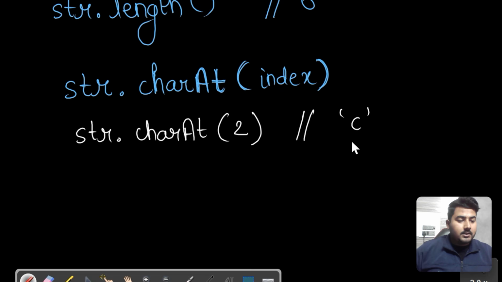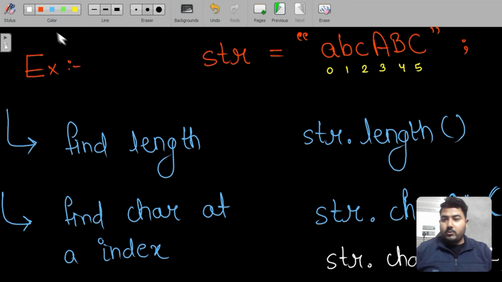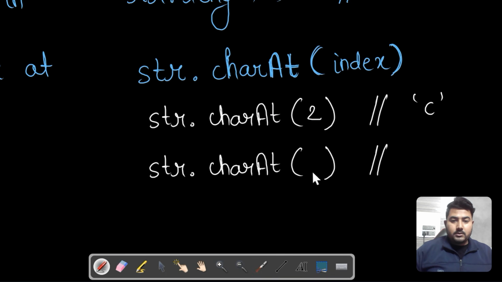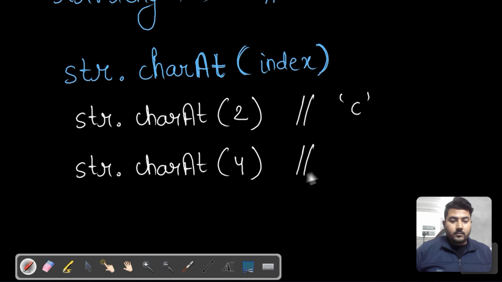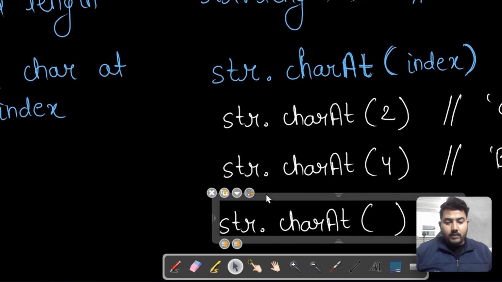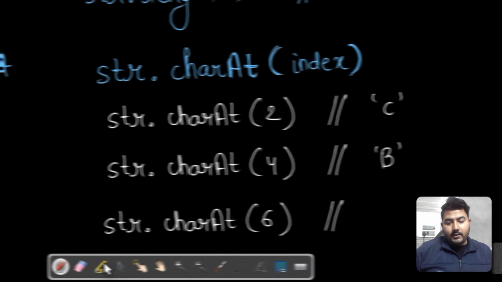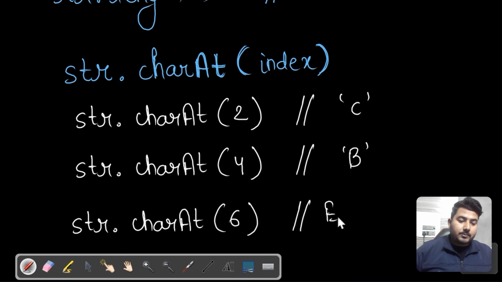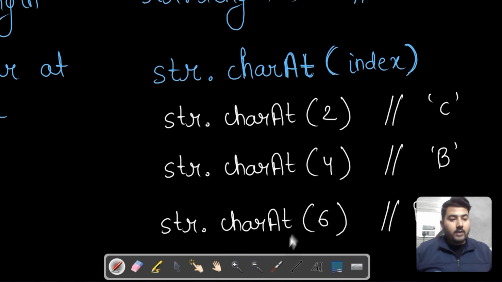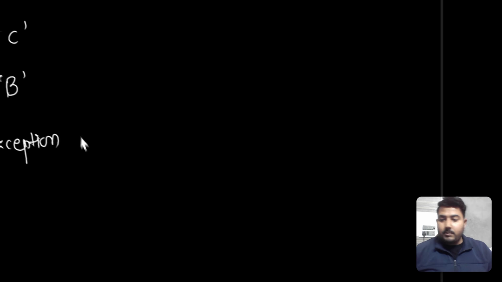So it will be containing small c. Exact same thing, but this time I will simply change the index from 2 to, let's suppose, 4. So this time it will be returning capital B as a character. But if I do this one last time, and this time I will simply mention 6, it will return us an exception, because now we have gone out of the range of the string. And what will the name of this exception be?